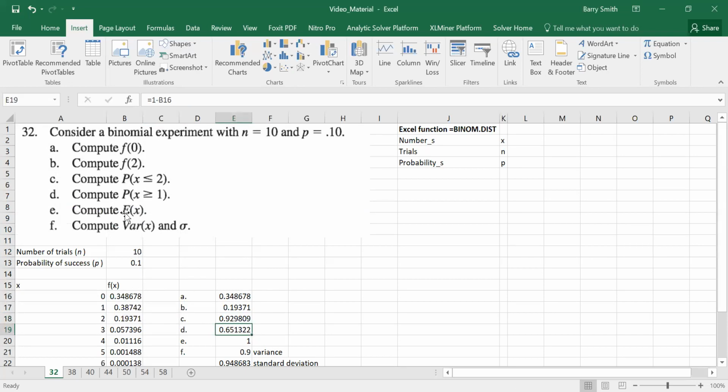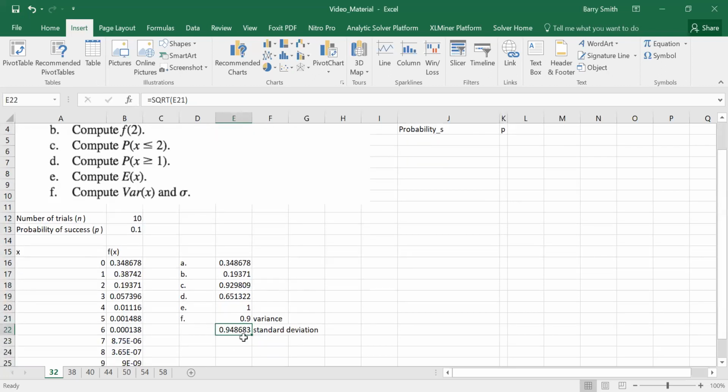All right, now expected value of x. What is that going to be? Well, that's just B12 times B13, because it's n times p. And for the variance, it's the expected value times 1 minus the probability of success. So 1 minus that, and that gives us a value of 0.9. Variance is sigma squared, and standard deviation is sigma. So if we take the square root of the variance, we get our standard deviation.